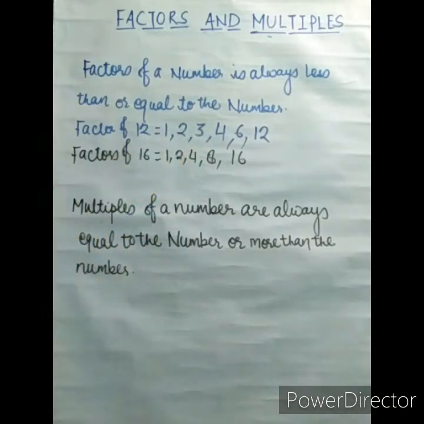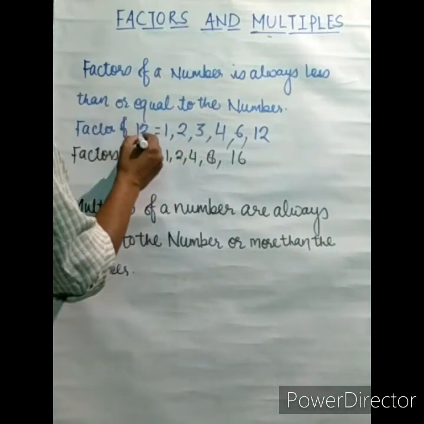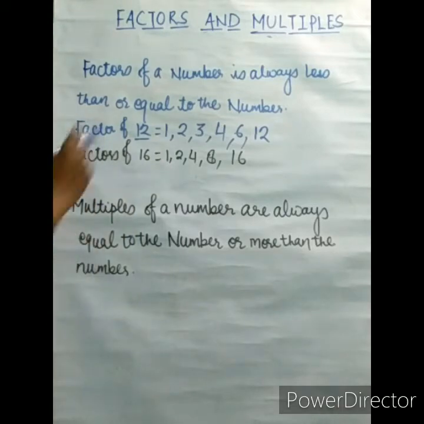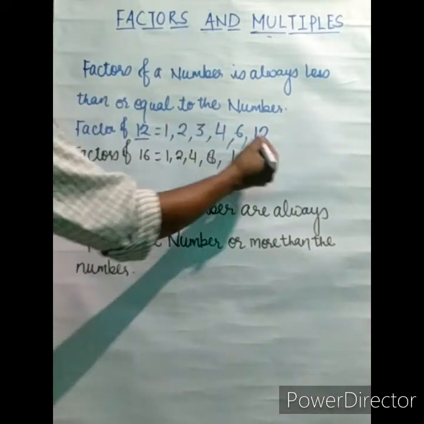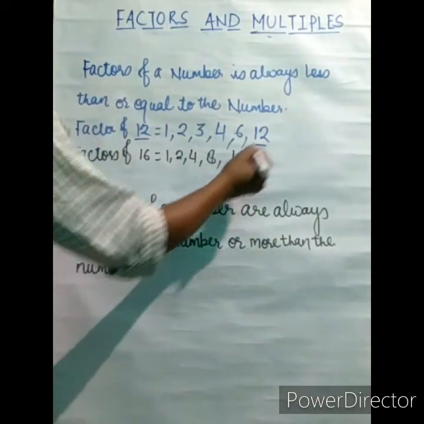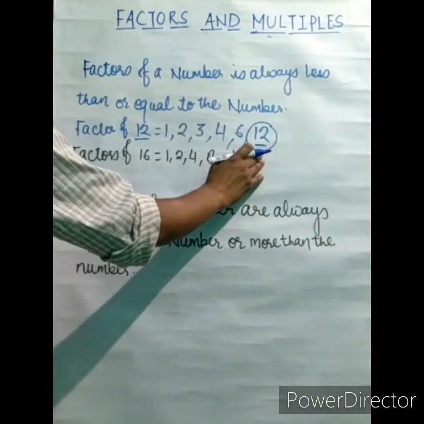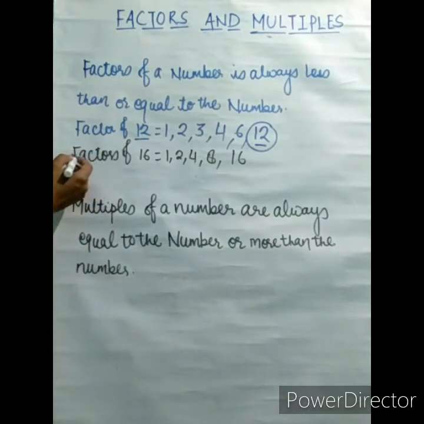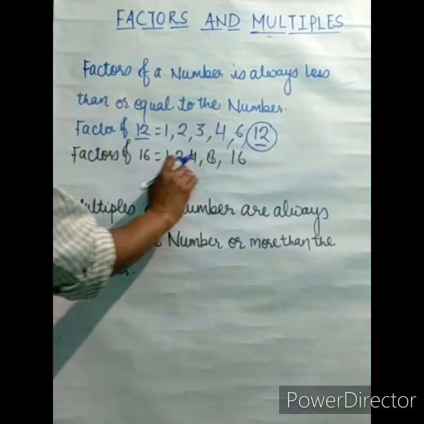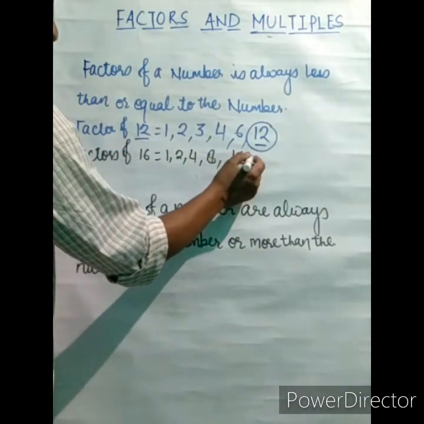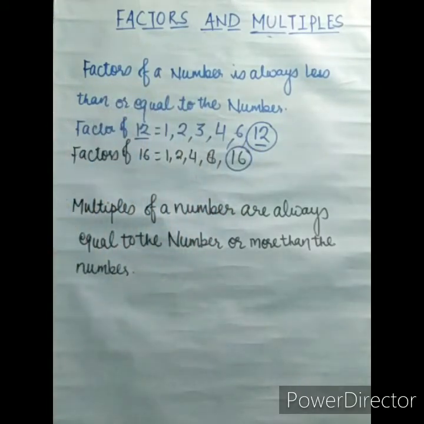Now what is the important thing here? You can see we are finding the factors of 12. So factors of 12 are equal to 12 or all are less than 12. So here, factors of 16 are all less than 16 or equal to 16.